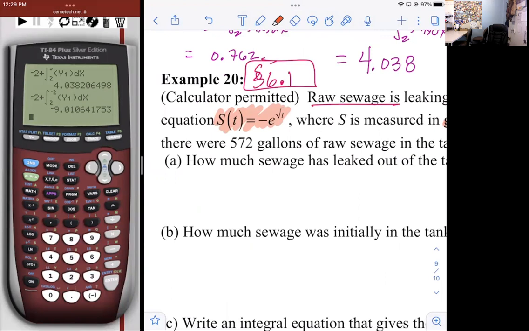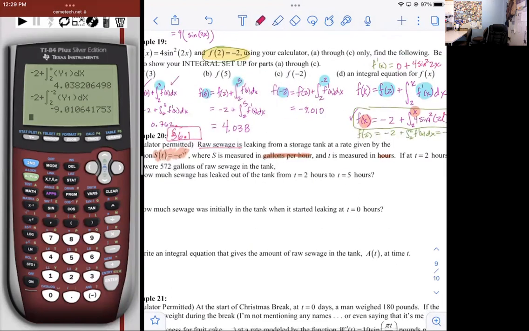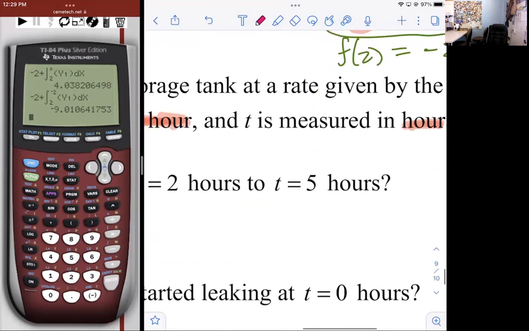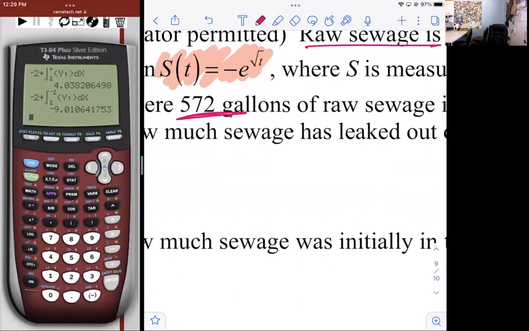If at T equals 2 hours, there were 572 gallons of raw sewage. Is that an initial condition alert? Yeah. And again, it doesn't mean initial like corresponding to T equals 0, but at T equals 2, we know there was a certain amount in there.